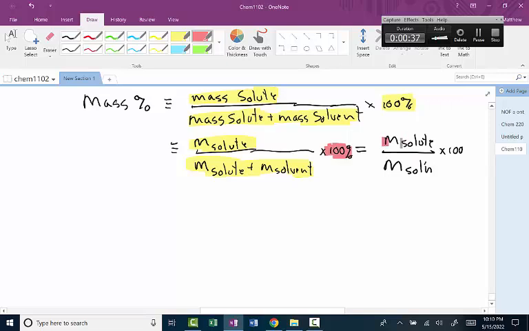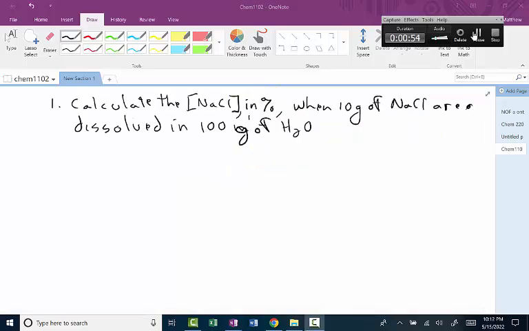And that is also M solute divided by the mass of solution. The mass of the solute up here divided by the mass of solution times 100%. Now I'm just going to do 3 problems using this one. So I'll set up the first one here. So here's our first problem.